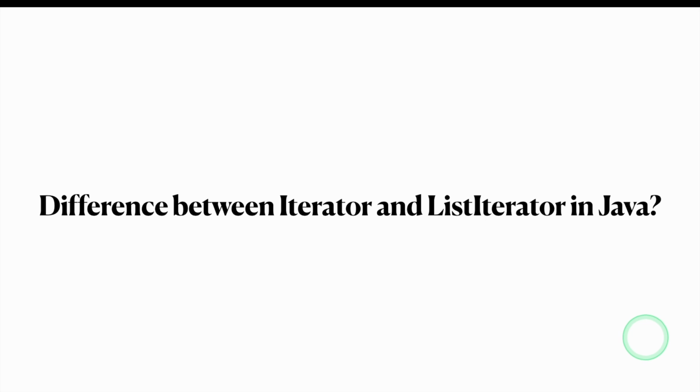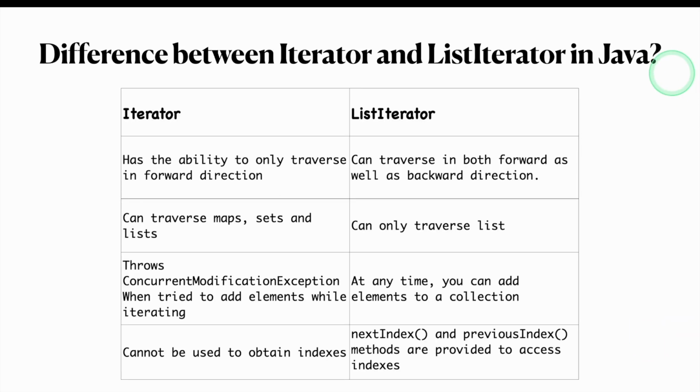Difference between Iterator and ListIterator. Iterator can only traverse in the forward direction, whereas ListIterator can traverse both forward as well as backward. As the name suggests, Iterator can traverse everything like maps, sets, and lists. But if you look at the name ListIterator, you can only traverse a list. It throws ConcurrentModificationException when you try to add elements while iterating, but with ListIterator you can add elements to a collection at any time.